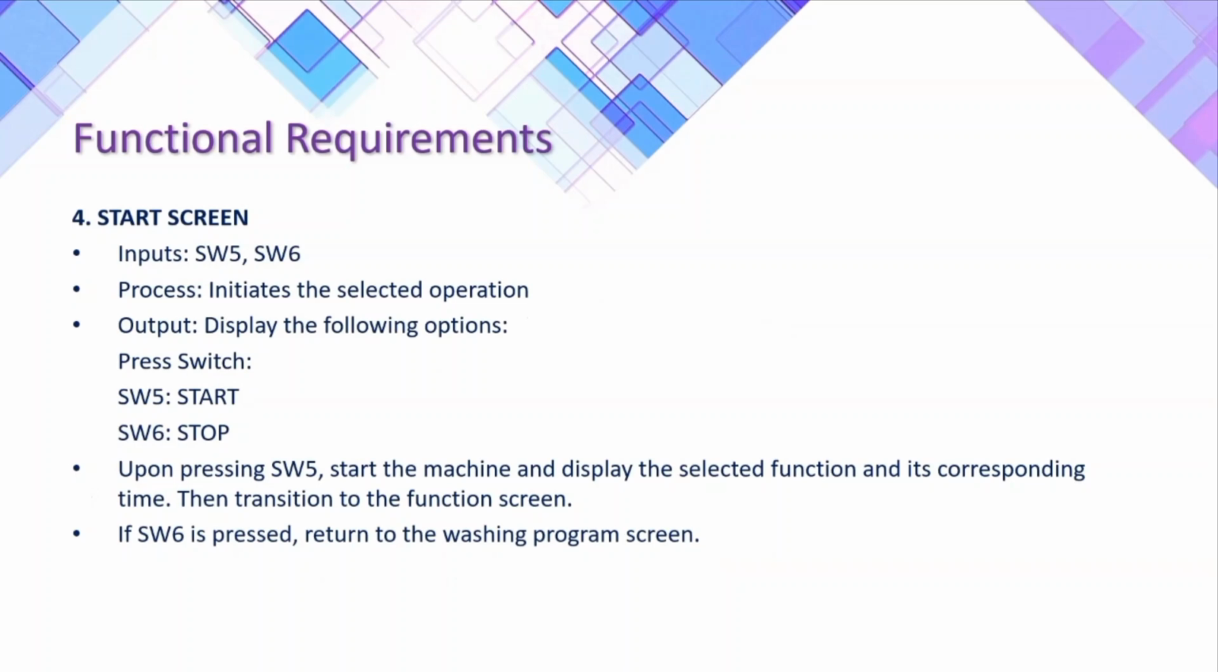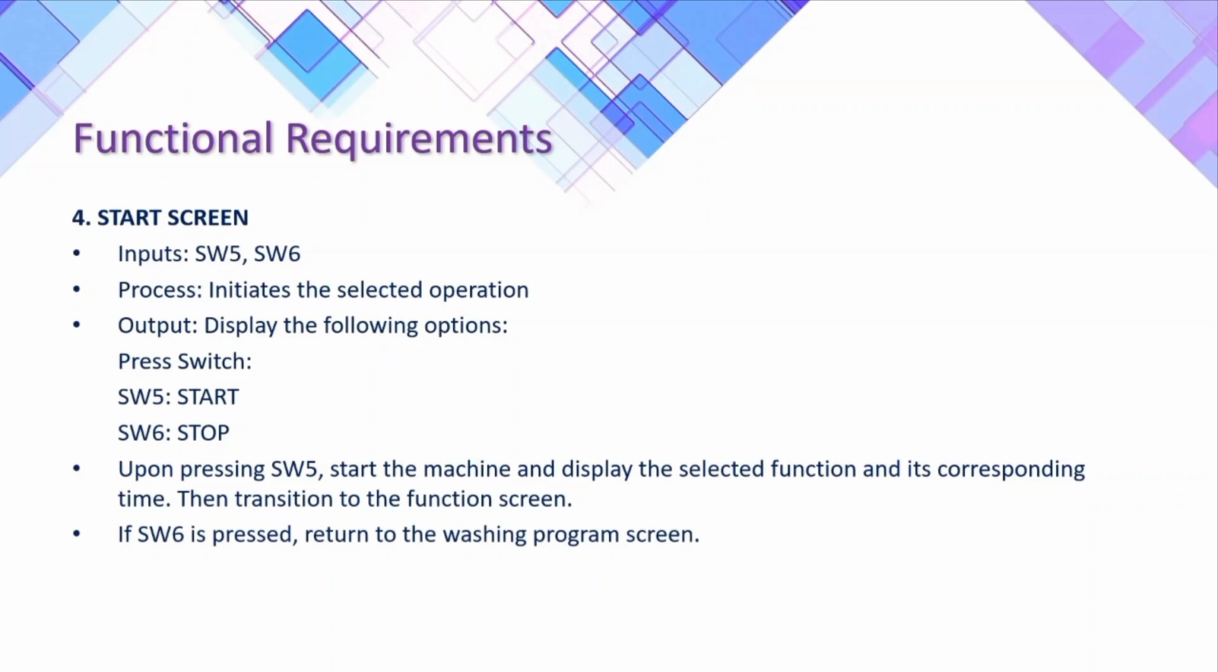Start screen takes input from switch number 5 and switch number 6. The process is to initiate the selected option, and the output displays the following options: press switch 5 to start, switch 6 to stop.